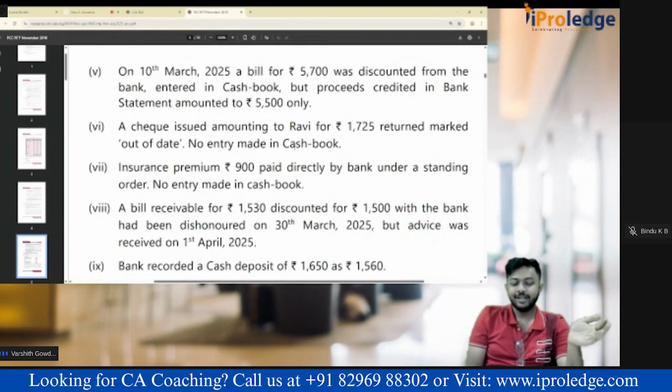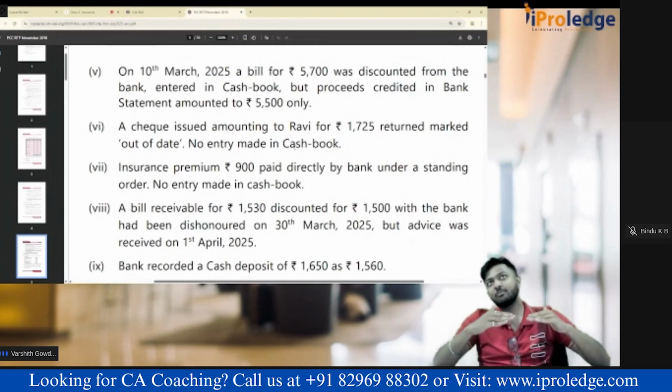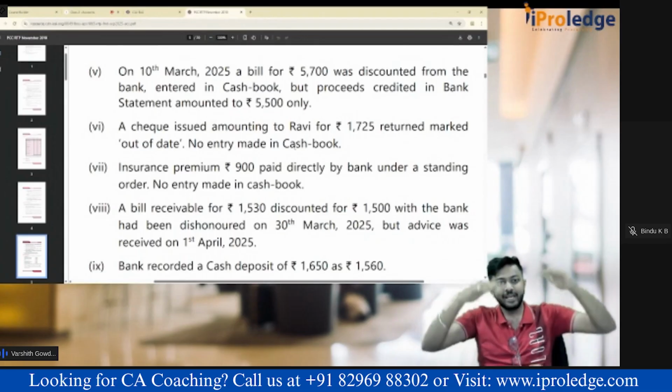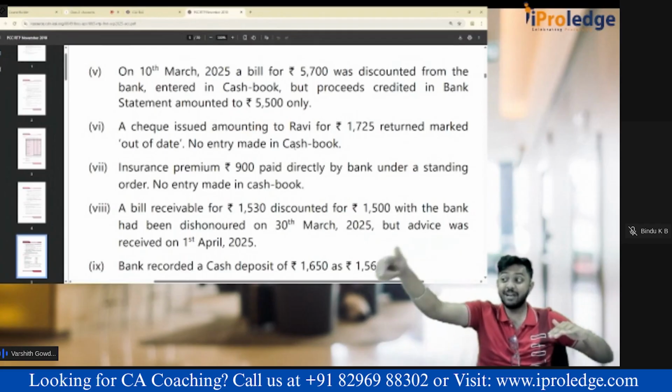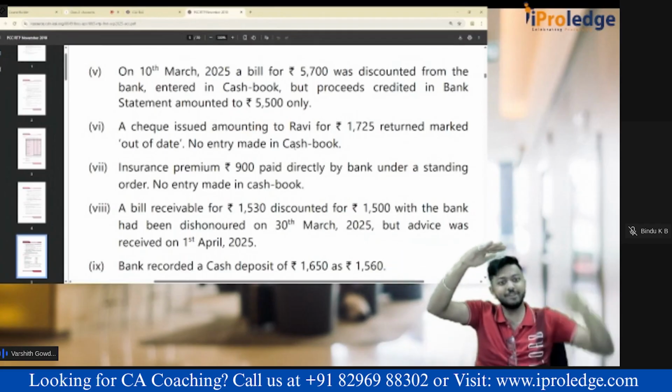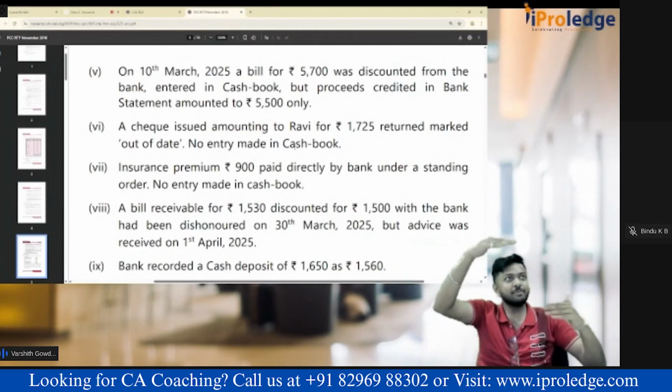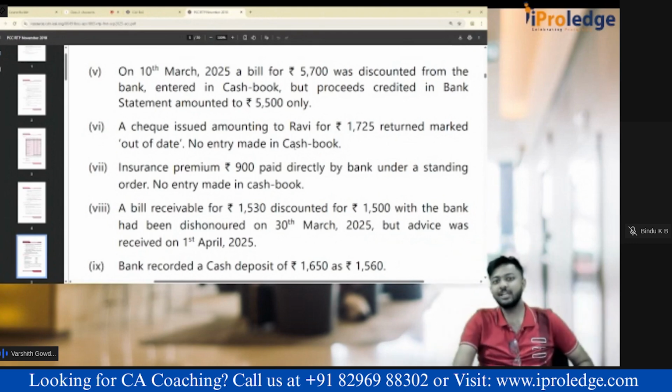Now what will Ravi do? Ravi will give back the check to us. Now what will be the status? The moment I issued the check to Ravi, my cash book is lower. The moment Ravi gave me the check back, I should have reversed it. But have I reversed? No. This is the position. We are doing BRS from cash book angle. We have to add by 1,725.